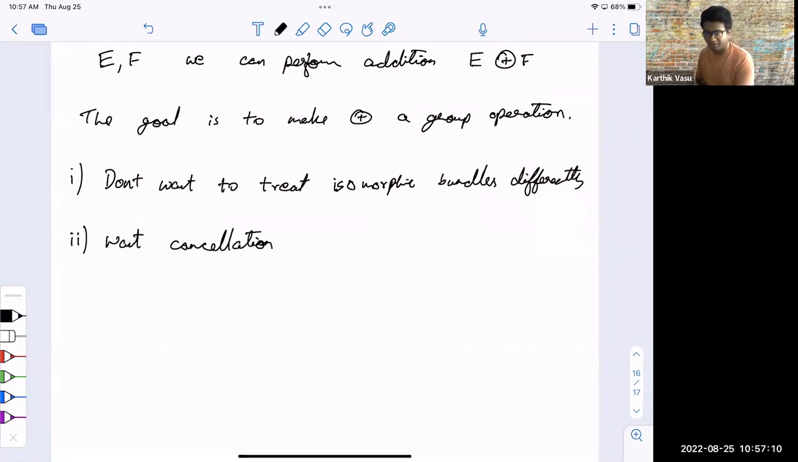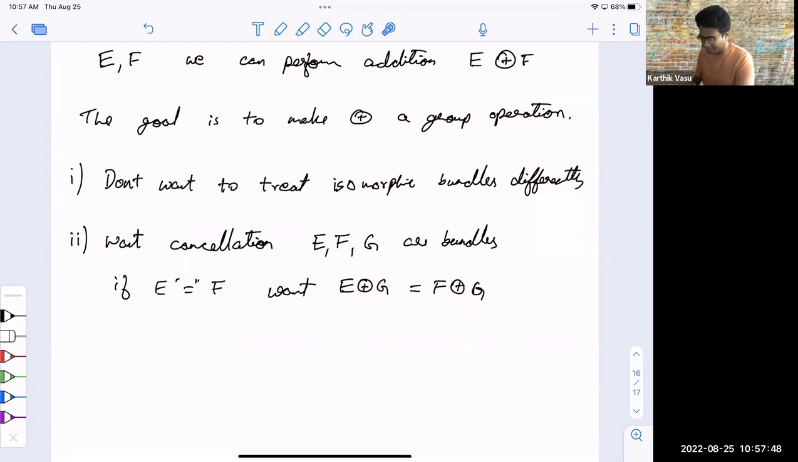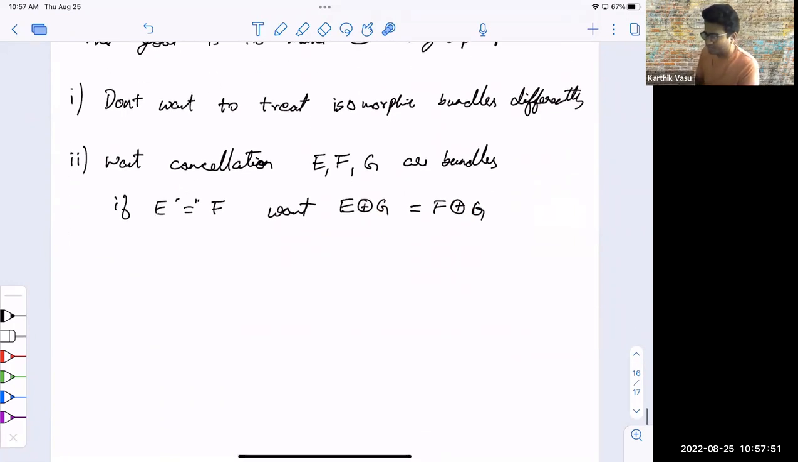So even to make it into a group to start with, to define subtraction, we need a cancellation, as in if E, F, G are bundles, then we want to say if E is equal in some sense in our group, we want E plus G to be equal to F plus G as well. So basically, I want to somehow say I can cancel things off, right? Without that, there's no way we can do subtraction, right?